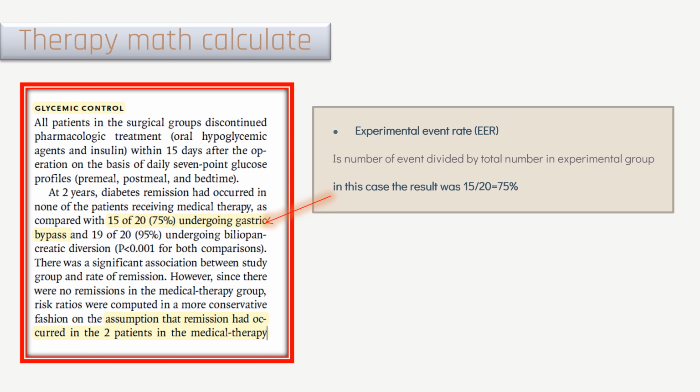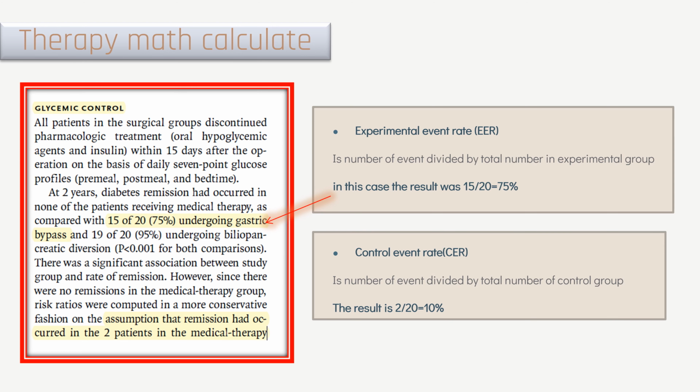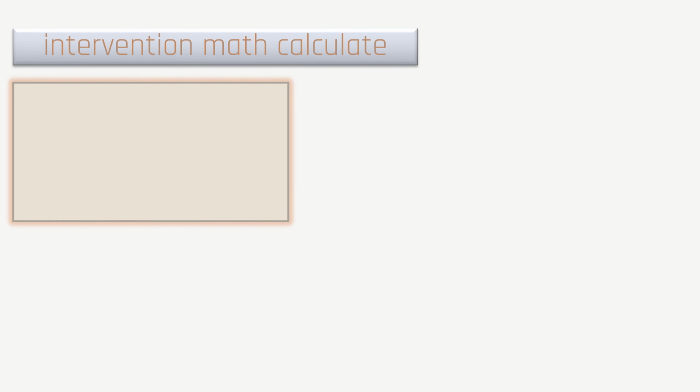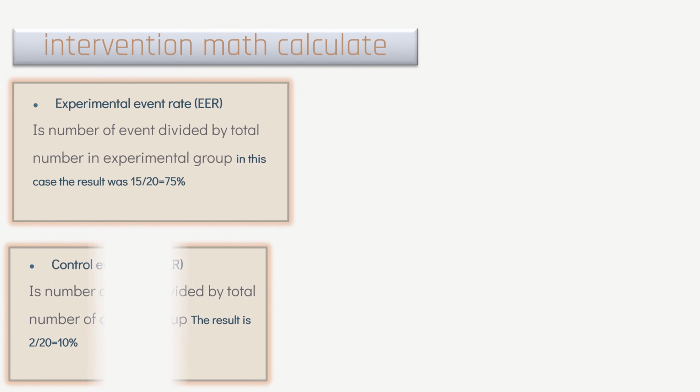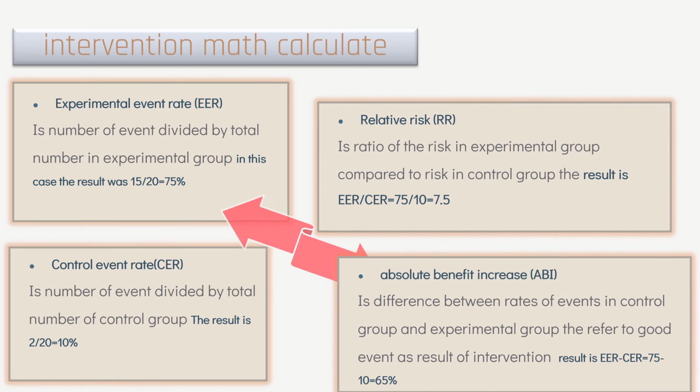As you see in this passage from the article, it reports the experimental event rate and control event rate. The experimental event rate is the number of events divided by the total number in the experimental group. In this case, the result was 15 divided by 20, equal to 75%. The control event rate is the number of events divided by the total number in the control group. The result is 2 divided by 20, equal to 10%.